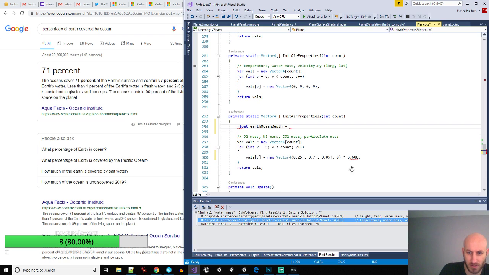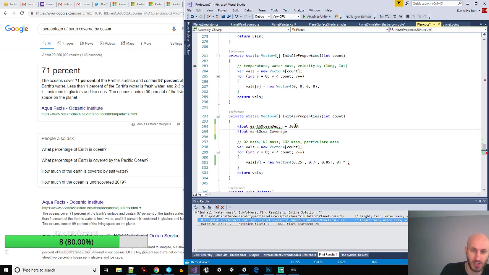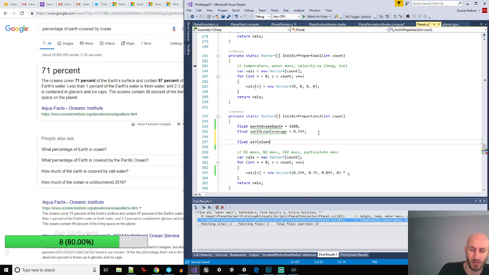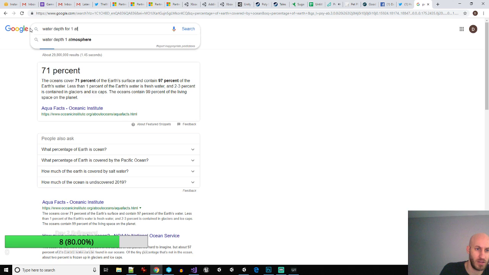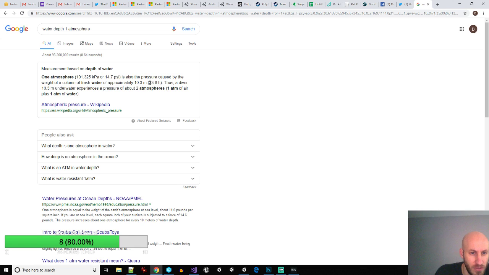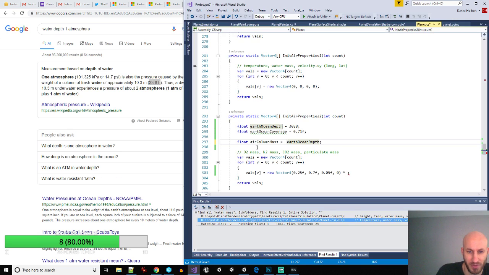Ocean depth equals flood Earth ocean coverage equals 0.71. So that's going to be the total mass in the Earth's oceans. So the air column mass equals the equivalent of water depth for 1 atmosphere. 33.8 feet. Oh, look at that, which is like 10.3 meters.